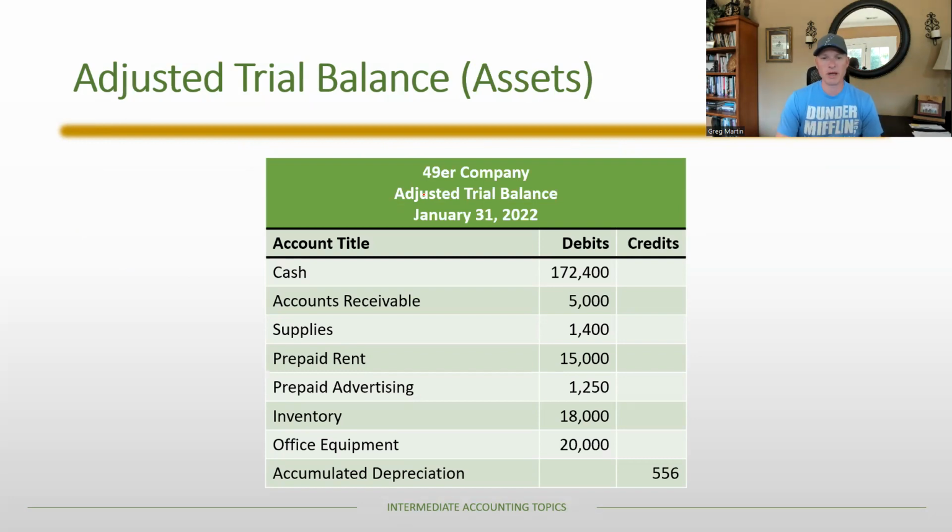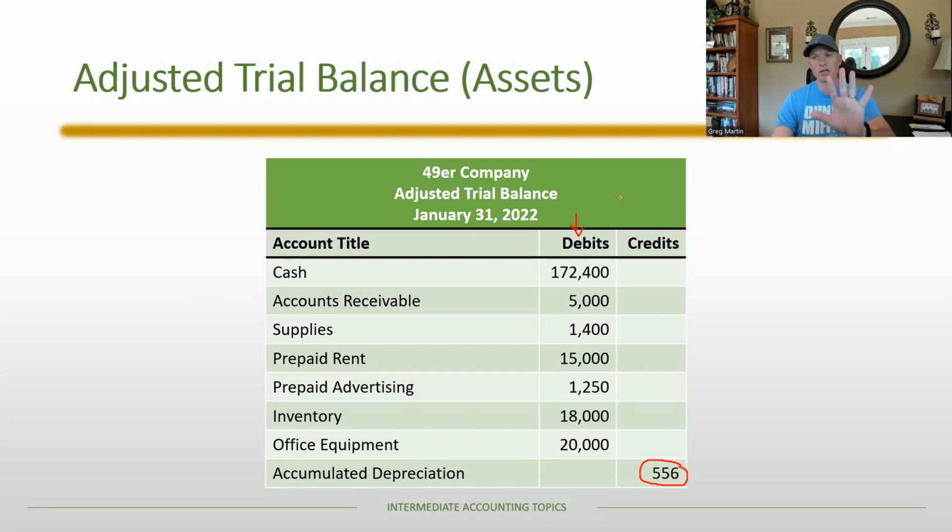And so the cash balance didn't change. Receivables didn't change, but supplies, prepaid rent, prepaid advertising, they all changed. And then we have this new account called accumulated depreciation. And notice again that it's a contra asset, so it has a credit balance. Every other asset account has a normal debit balance, but the accumulated depreciation is a contra asset, and so it's going to have a credit balance. And you're going to see where that plays out in the financial statements here soon.